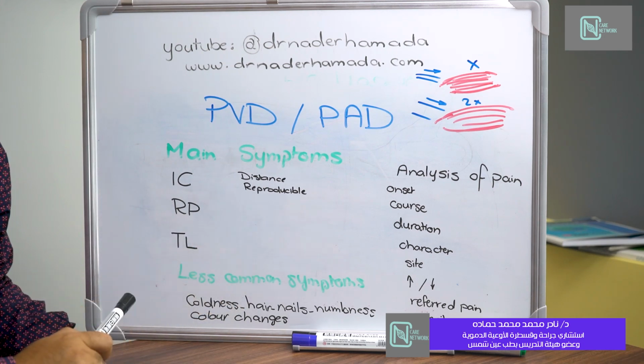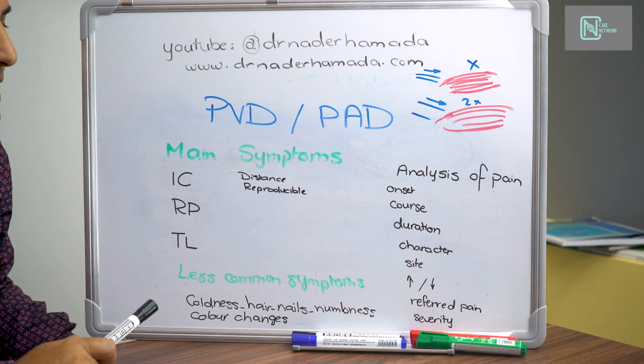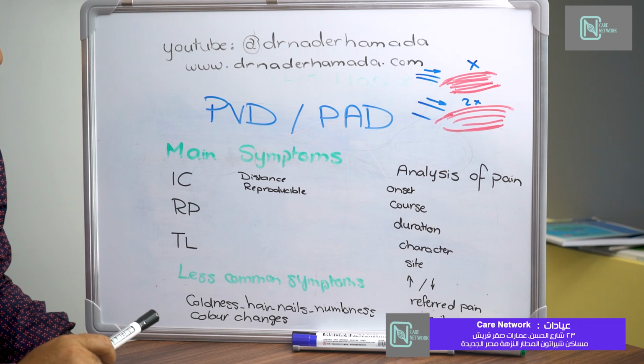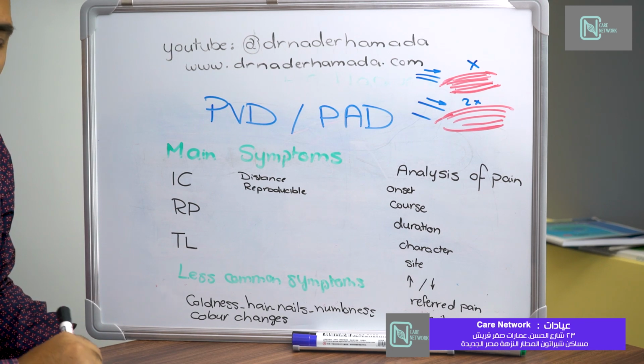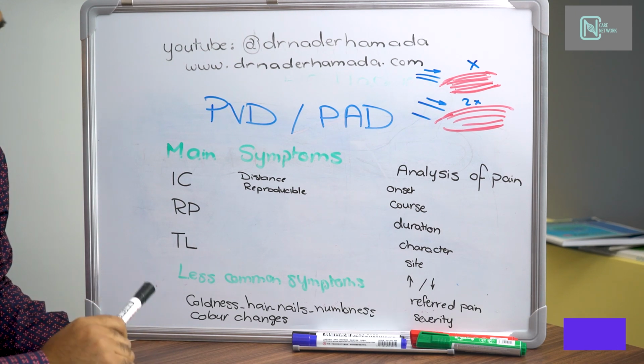Usually the onset is gradual, and the course, as I mentioned, will be either stationary, progressive over a period of time, or regressive if the patient starts to take medication and modify his lifestyle. There are 2 important things as well that we have to ask about intermittent claudication. The first thing is the distance. Knowing the distance is very important as a prognostic factor to know if the patient is getting better, getting worse, or staying the same in the future.